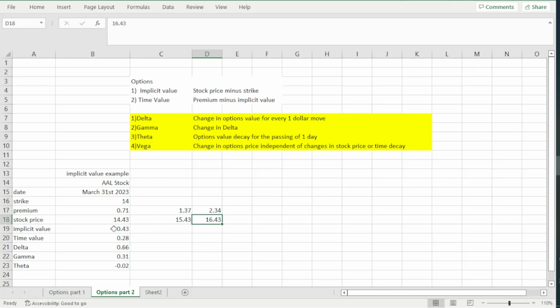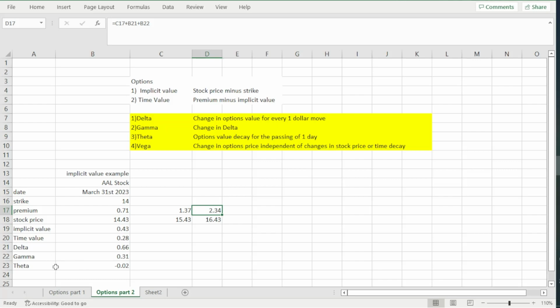So, if we go to a stock price of $16.43, which is $2 more than what we recorded it at, our premium is going to go up much higher than what it was at $1. So now we're looking at $2.34 in premium. So that is how gamma works in theory. So I hope that clears things up a little bit.